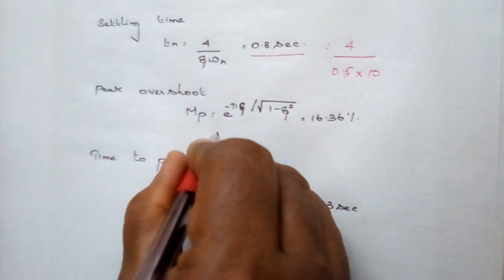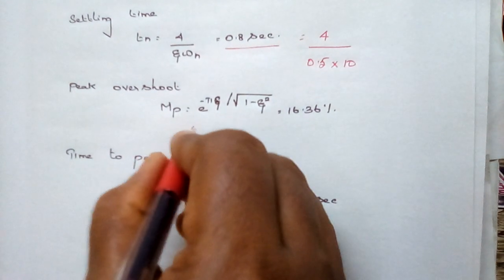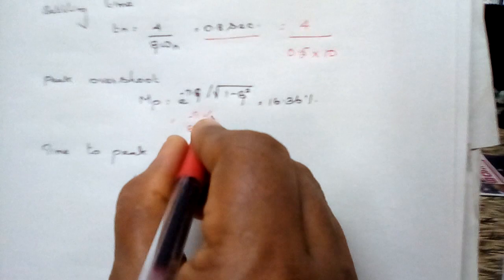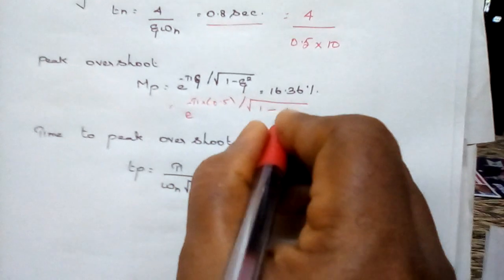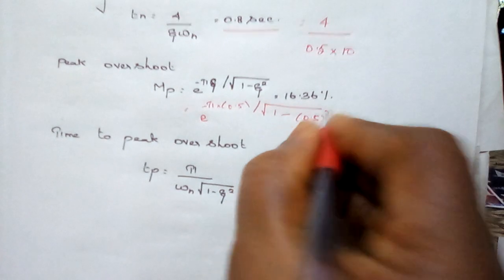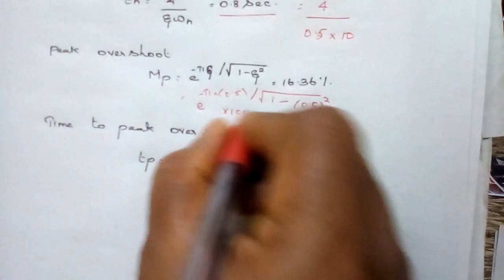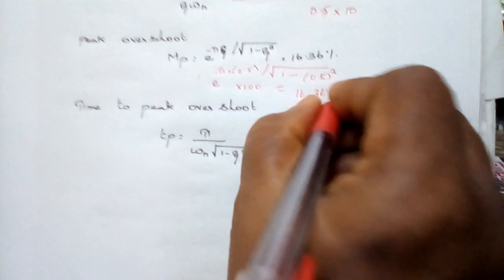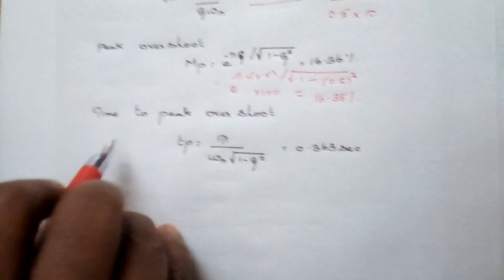For the peak overshoot we have the formula e power minus pi zeta divided by root of 1 minus zeta square. So this is given by e power minus pi into 0.5 divided by root of 1 minus 0.5 the whole square, right? We obtain some value and multiply the value with 100. We get the peak overshoot value in percentages, 16.36 percentage, right?